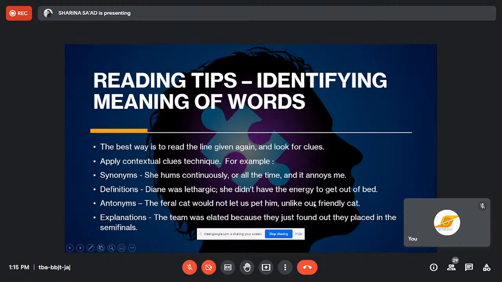Okay? Antonym. The feral cat would not let us pet him. You do not know the meaning of feral cat. But then, the antonym is already given, unlike our friendly cat. So, friendly cat, feral cat. Antonym. Maksudnya, feral is unfriendly cat. Wild cat. Okay? Some sentences already give you an explanation. The team was elated because they just found out they placed in the semi-final. So it already explains the meaning of elated. Mestilah happy. They are happy because they are already in the semi-final. So you try to use contextual clues to answer the meaning of words.